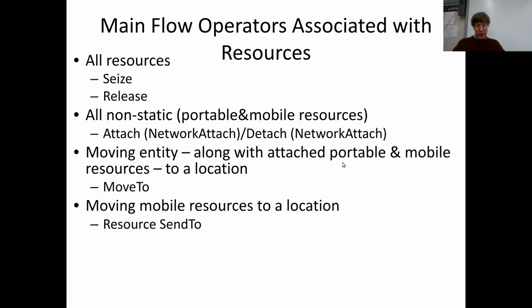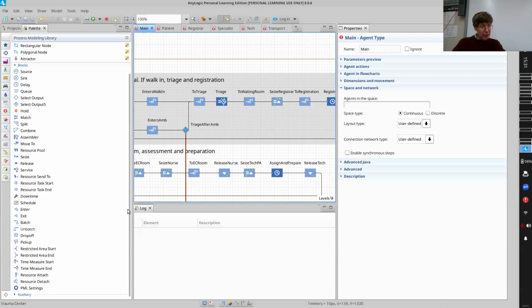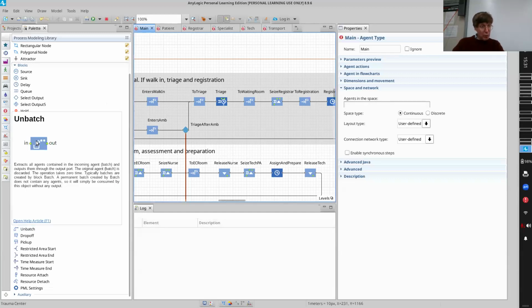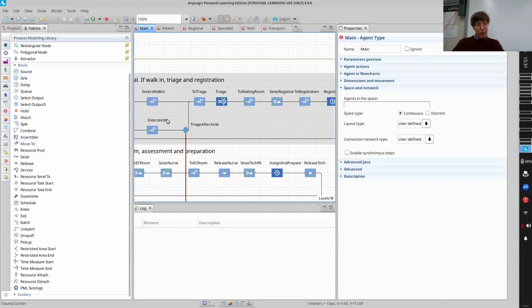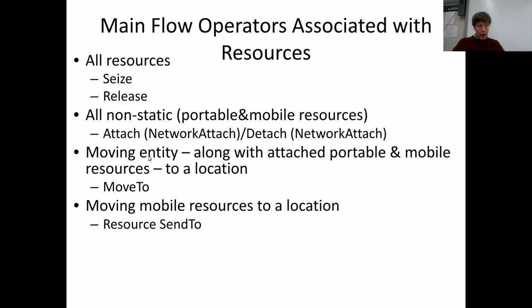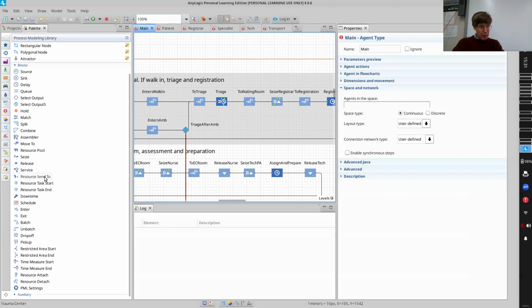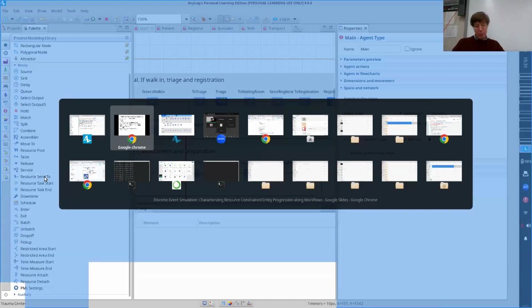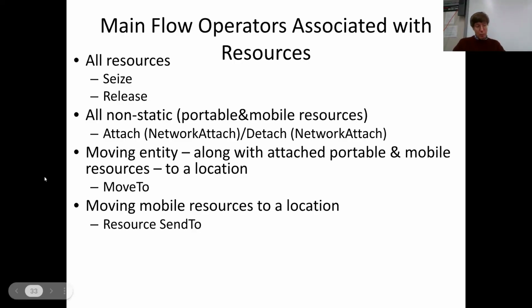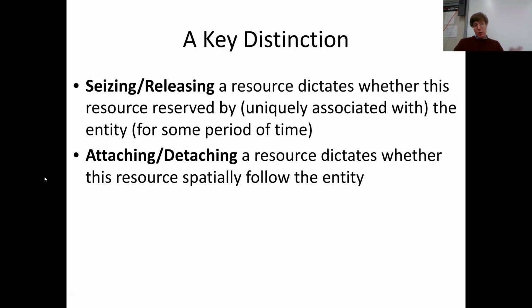So the entity, along with any attached portable mobile resources, can be moved to a location. You can use the move to primitive for that. There's this move to block, which will move the entity somewhere. Alternatively, you can send a resource to a location by resource send to. You can send them to a certain room, send them to their lounge, send them to the ambulance entry area.